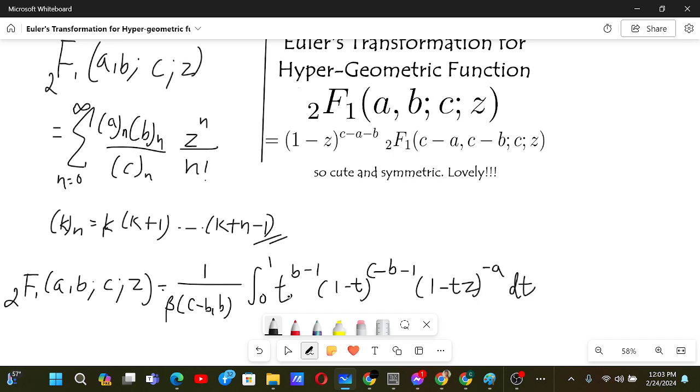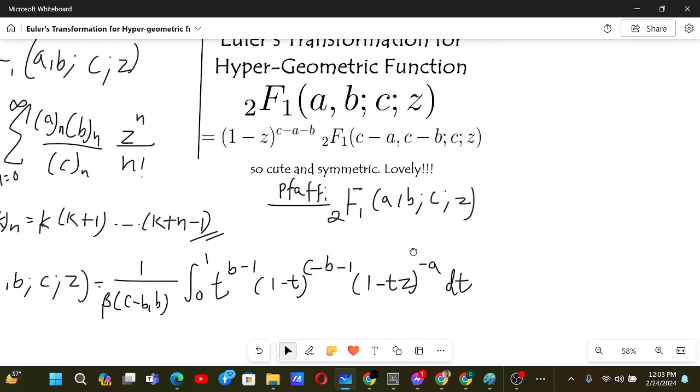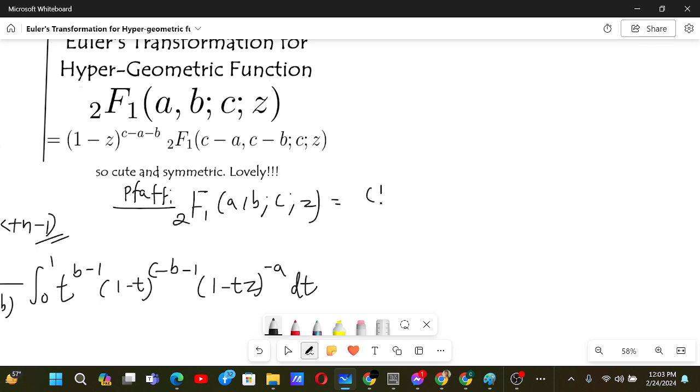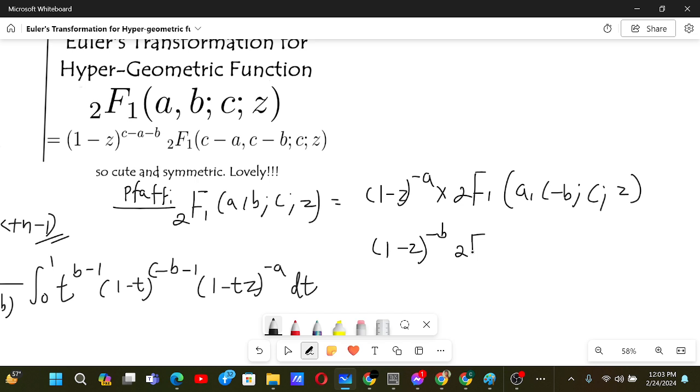Using the integral representation, we found out the Pfaff transformation, and that was hypergeometric function a, b, c, z. This is also equal to, there are two forms. One of them where there's a over here in power, and other where there's b in the power, and this times hypergeometric function. If there's a in the power, we write c minus b, and if there's b in the power, we write c minus a over here. Okay, so these things have been discussed till now.